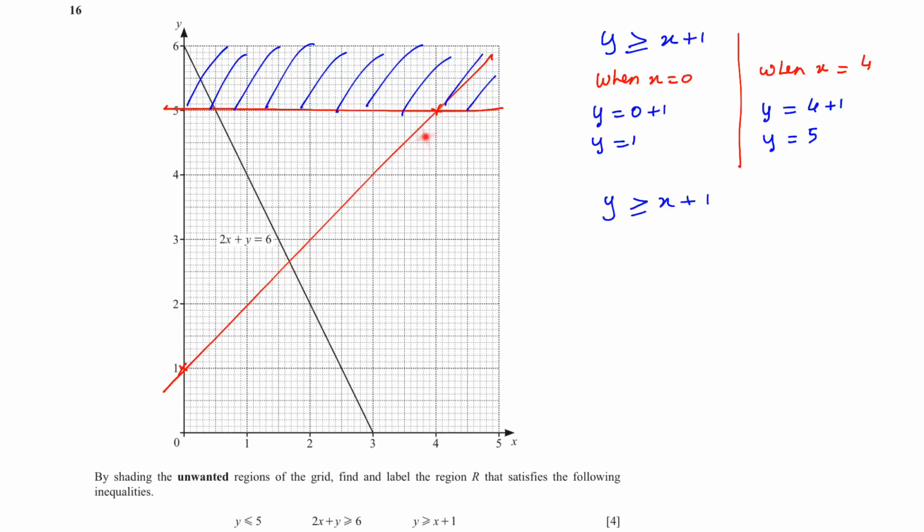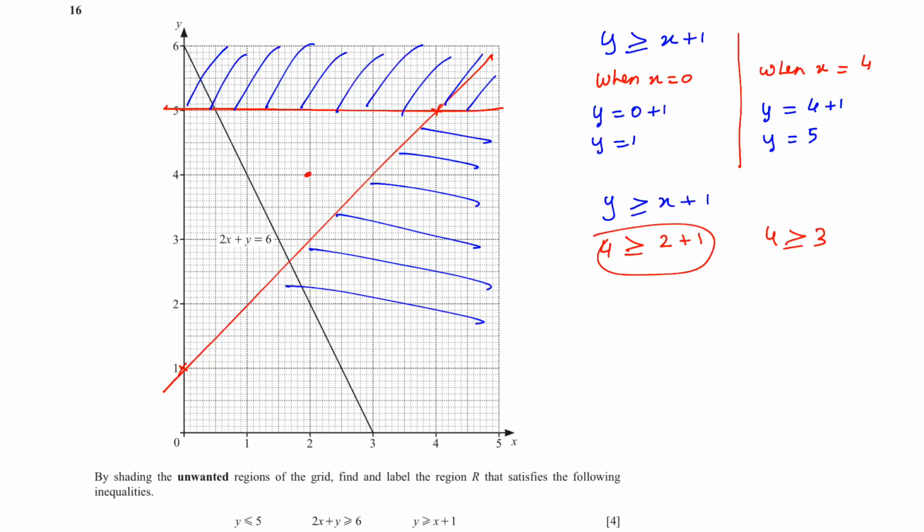This is the line, correct? Choose one point before or after the line. I'm choosing when x is 2, y is 4. Now I'll replace it here. y is 4 and x is 2. Is the inequality true? 4 is more than or equal to 3, correct? Yes, so this is the right region. This region is cancelled. For the inequality y is more than or equal to x plus 1.